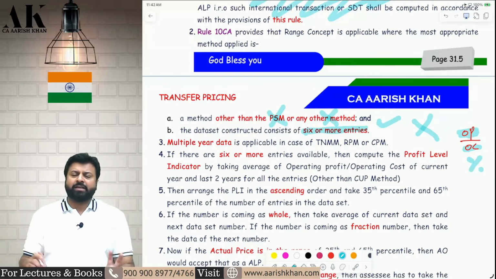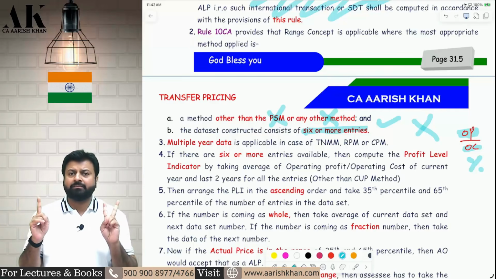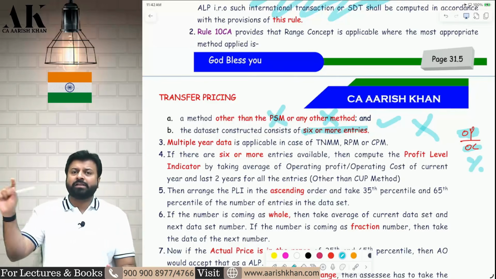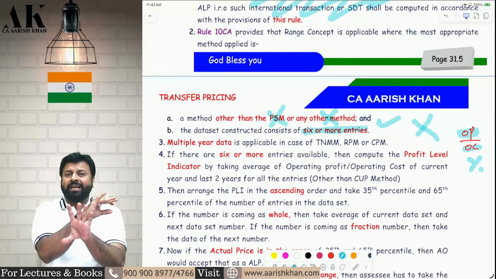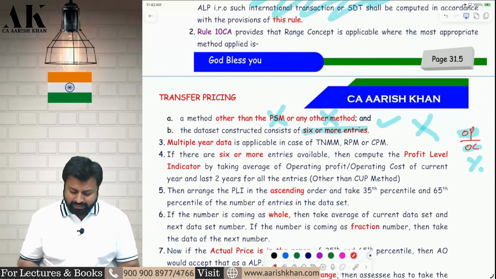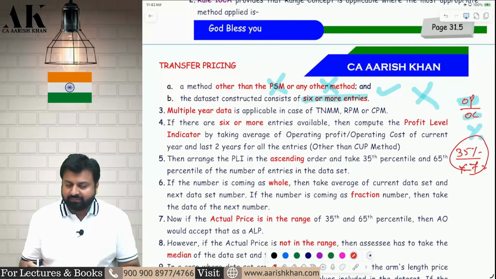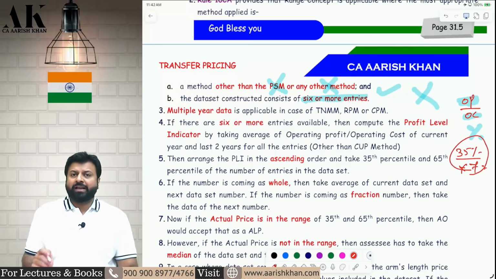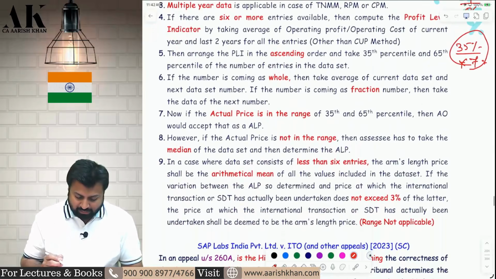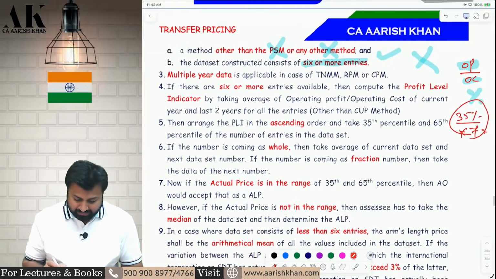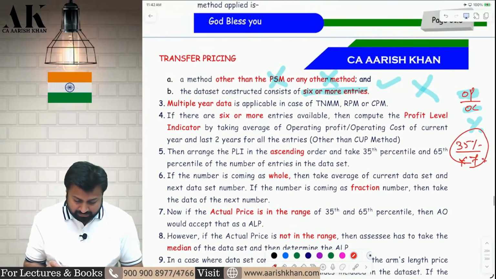Sir, I have 7 companies' data. Great. Find out 7 margins of unrelated parties. First of all, find out the margin individually and then lay down those margins in ascending order. And then take 35% of 7. If that is coming to a fraction, all these things are mentioned over here. I am not saying all this from my side. Please check here, 35%. Where is it written?